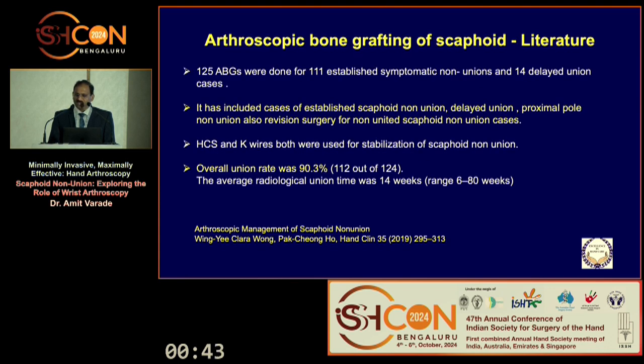And if we see the literature, there is a very nice series by Professor PCO, 125 arthroscopic bone graftings, and he has included cases of delayed union, proximal pole non-union, revision surgery. In spite of that, the overall union rate was 90.3%.